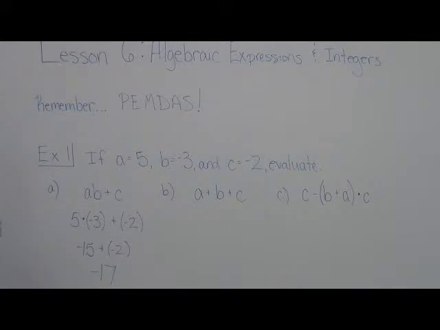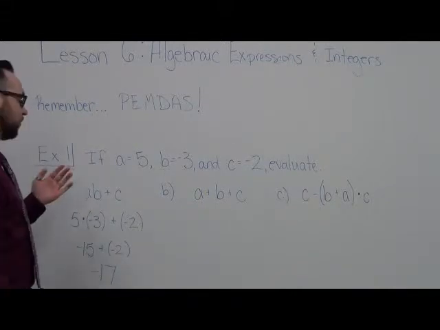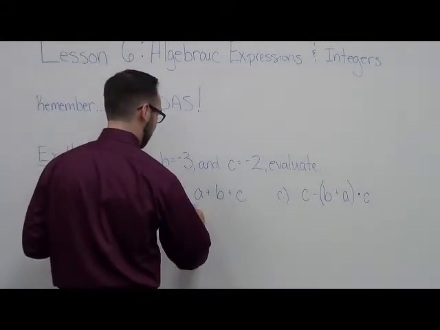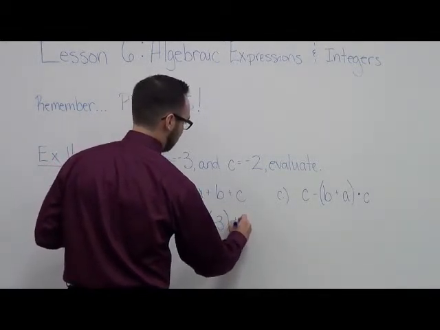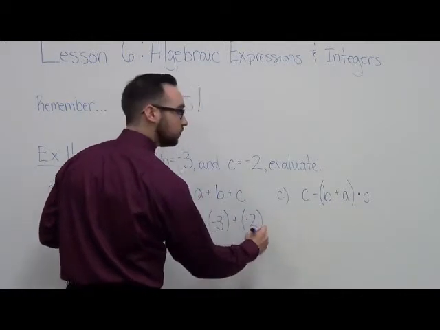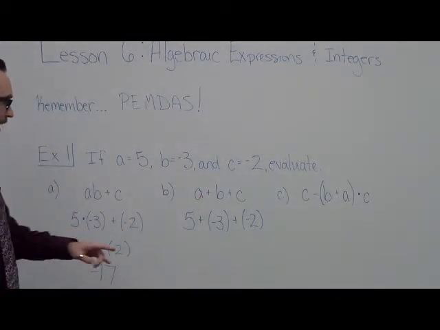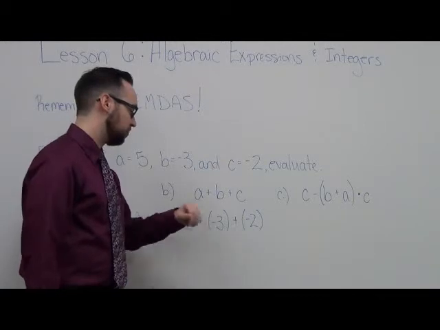Part B, we have A plus B plus C. So again, the first thing we want to do is substitute in. So we have 5 plus a -3 plus a -2. So I've kept parentheses around those negatives to separate it from the plus signs.